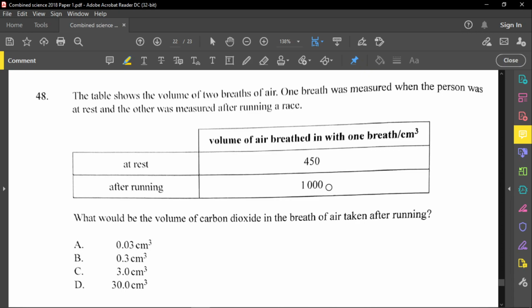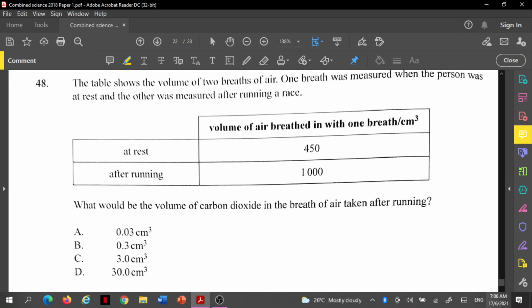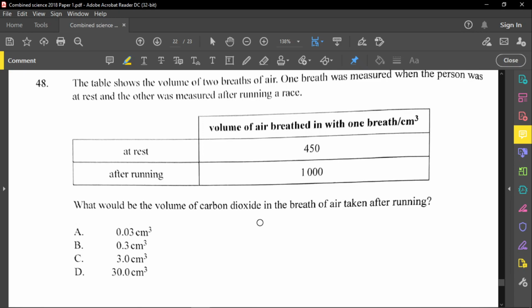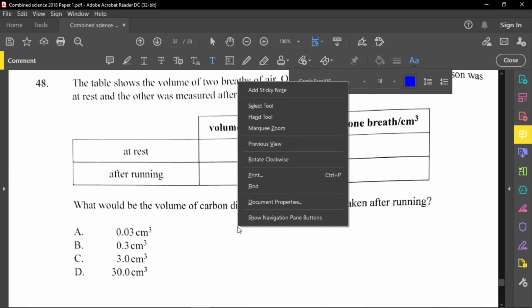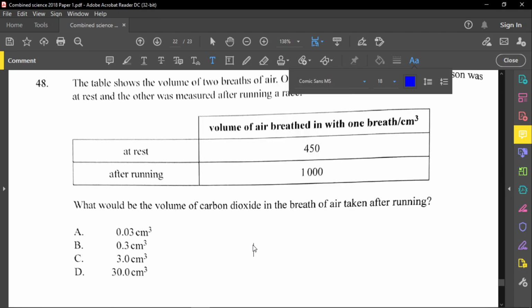And so here now it asks what would be the volume of carbon dioxide in the breath of air taken after running. First and foremost, you need to think about the amount of carbon dioxide that is present in the air when you breathe in. The average percentage of carbon dioxide that it takes in is 0.04. So I'm going to write that down. Carbon dioxide intake is approximately 0.04. That is the percentage of carbon dioxide you take in. So let's say 0.04% of 1,000.